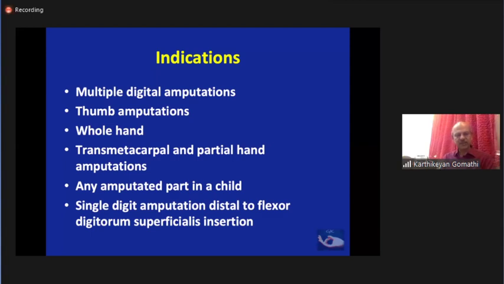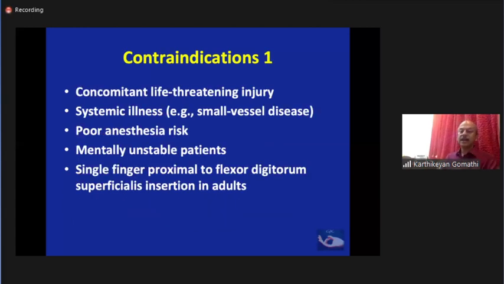Transmetacarpal partial hand amputations, any amputated part in the child, or single digit amputation distal to the flexor digitorum superficialis insertion, you replant. Why it says single digit amputation distal to the FDS insertion, that means there is only a single tendon to repair and the functional result is good. I keep saying again and again, function is most important. If the amputation is proximal to the insertion of the FDS, it is a zone 2 injury. As you know, there are two tendons. The result may not be very good, so it is a relative indication. Now, there are different contraindications.